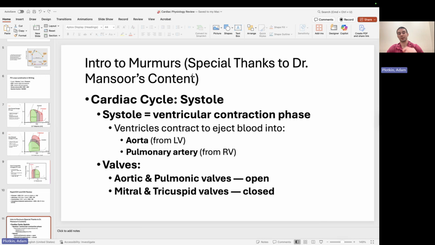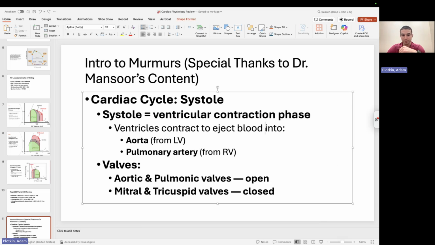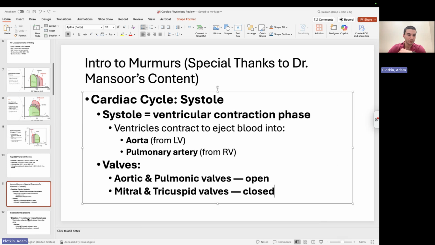So, intro to murmurs. We'll jump into murmurs now. So the cardiac cycle again: systole, diastole. In systole, that's my ventricular contraction. So the ventricles contract to eject blood into the aorta from the left ventricle, and into the pulmonary artery from the right ventricle. So during systole, the aortic and pulmonic valves are open. My mitral and tricuspid valves are closed. We've already gone over this.